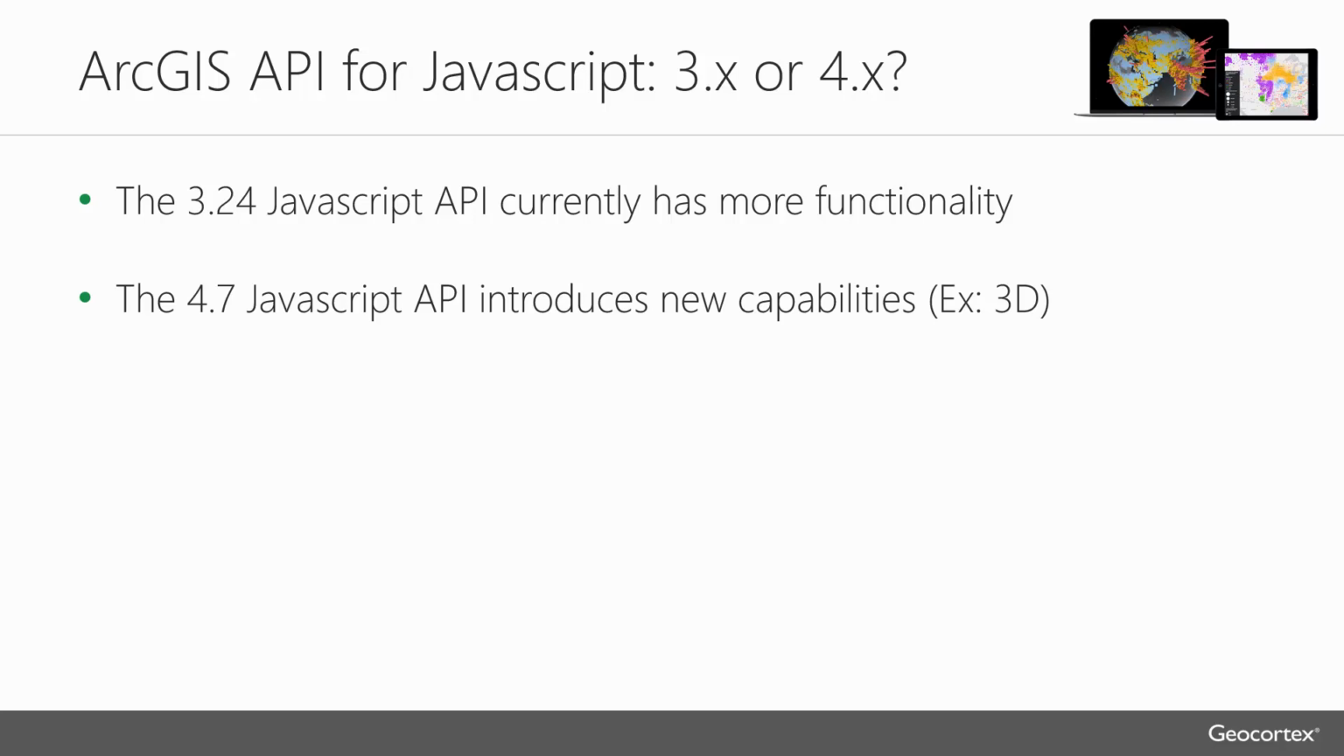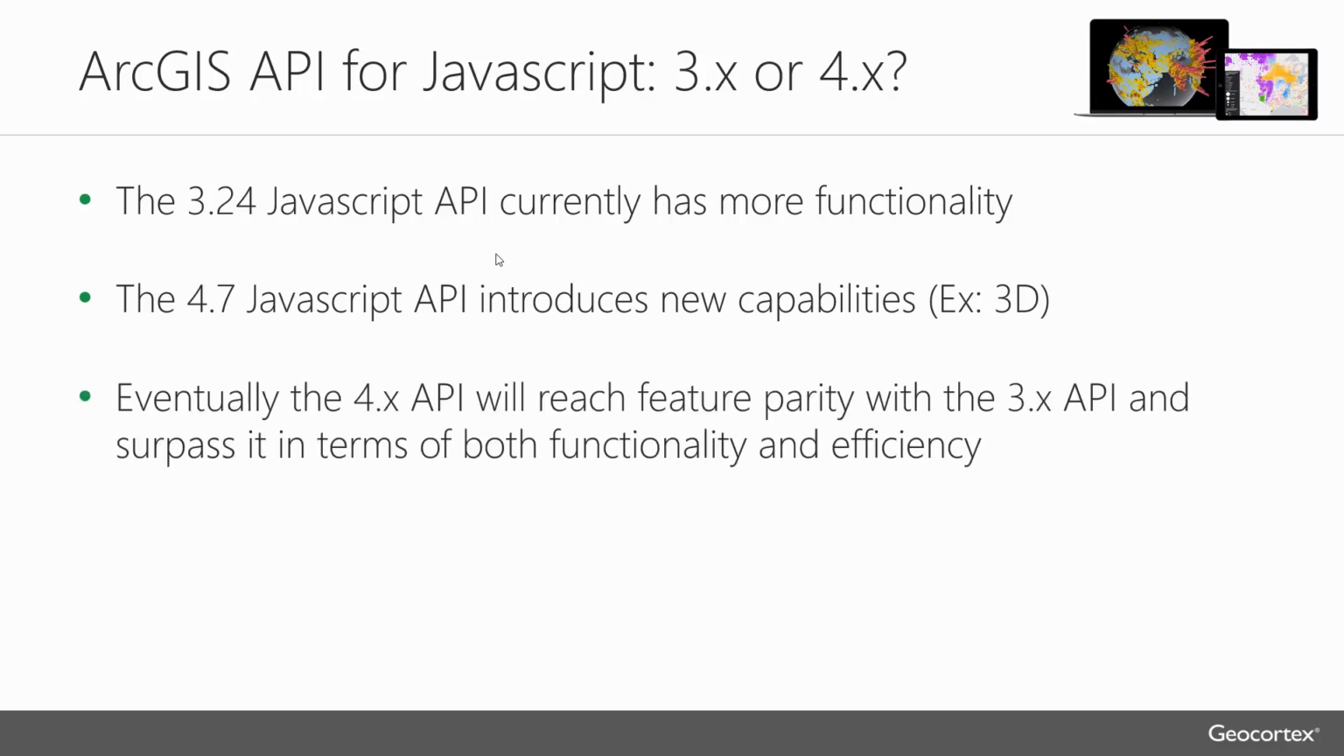So what version of Esri's API for JavaScript do you choose when you're contemplating creating a custom widget? Their 3.x API is at version 3.24, so it's got a ton of functionality. There's so much you can do with it, but you might want to use the new model, right? The new pattern, which is their 4.x API. It's introducing new capabilities, such as being able to create web scenes and work with 3D GIS. And eventually, this 4.x API will reach feature parity with the 3.24, so it'll have a lot more functionality and eventually surpass that. So when do you make the switch?